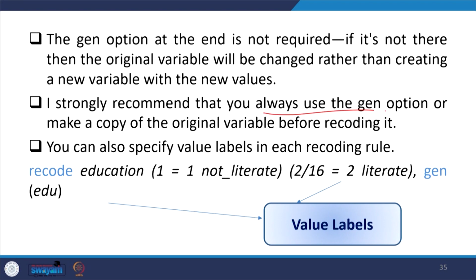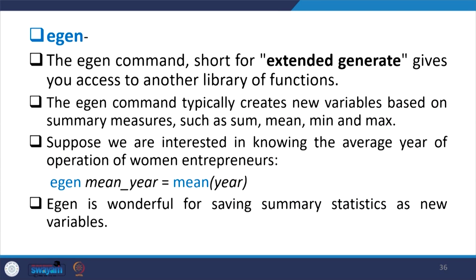This is what is written: make a copy of the original variable before recoding it. You can also specify value labels in each recoding rule, like recode education 1 equal to 1 as not literate. The value labels can also be mentioned at the time of recoding. We have recoded 2 to 16 as 2, but now we have defined that they are called literate. Suppose we are saying they are the literate ones. So 2 will be labeled as literate, and at the end we have generated. So the label of the value can also be defined.